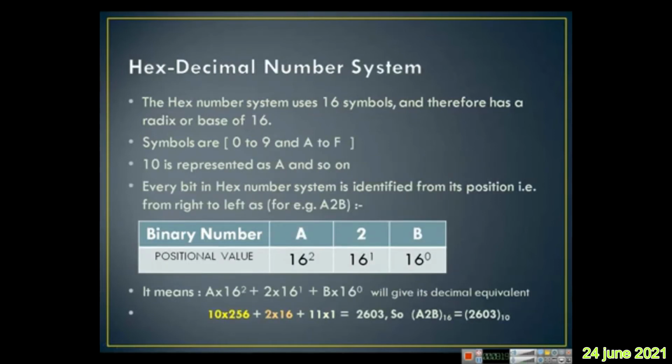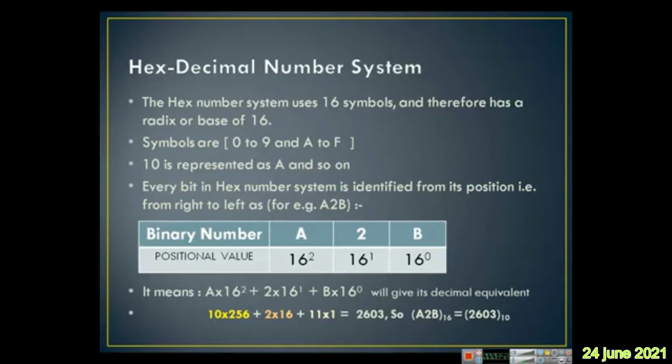What about the hexadecimal number system? The hex number system uses 16. Hex means 6, deci means 10, 6 plus 10 is 16. It uses 16 symbols and therefore the radix or base is 16. Which are the symbols? 0 to 9, 10 digits, and the alphabets A to F: A, B, C, D, E, F. Understood? So 10 plus 6, both together 16 symbols. 10 is represented as A, 11 as B, 12 as C, 13 as D, 14 as E, and 15 as F. So 0 to 15 is basically 16 values.